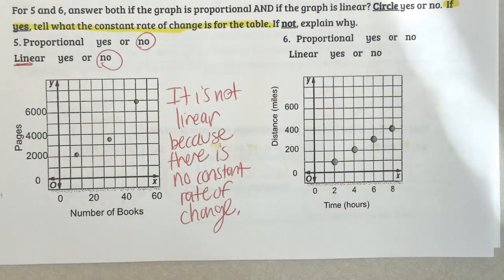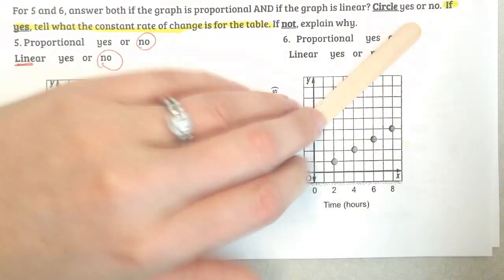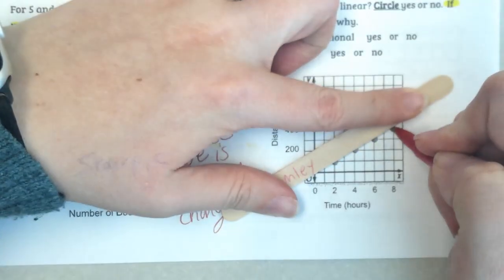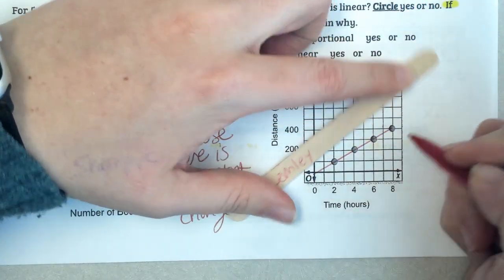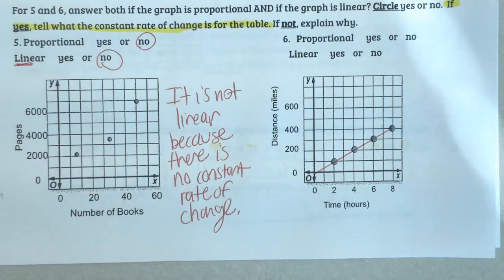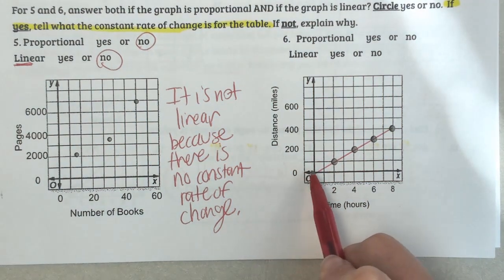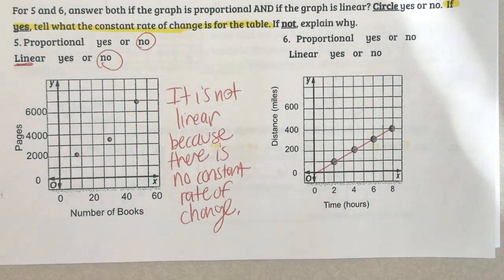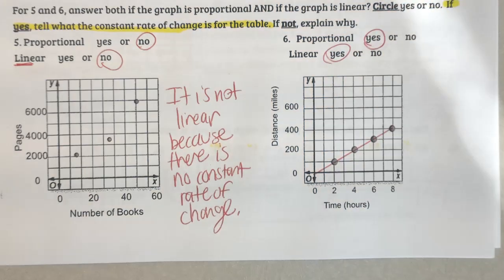On the next one, you can use your straight edge tomorrow if you'd like to determine this. Going through all the points, is this proportional? Yes. I've had people in the past be like, no, it's slightly off. I promise I'm not giving you one that close that's slightly off. Okay? It's a yes. It's a straight line through the origin. So then is it linear? Yeah, it's a straight line. We just said it. Okay?